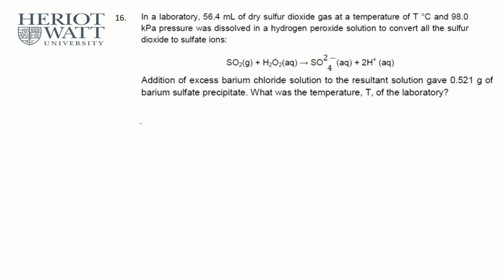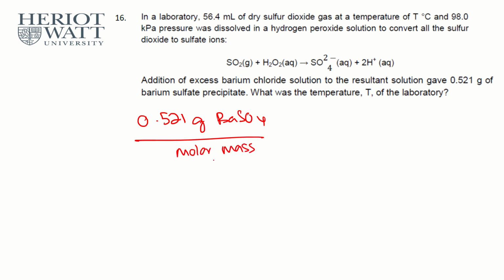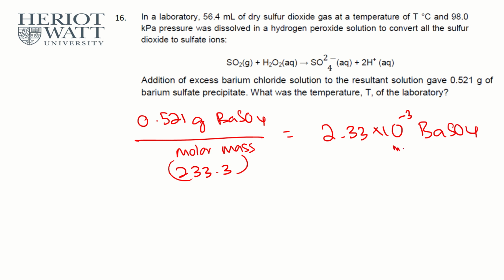In that case, I have 0.521 grams of barium sulfate divided by the molar mass of barium sulfate, which is 233.3. All right, this is the molar mass, and you will get the mole of barium sulfate, which is 2.33 times 10 to the power of negative 3 moles of barium sulfate.